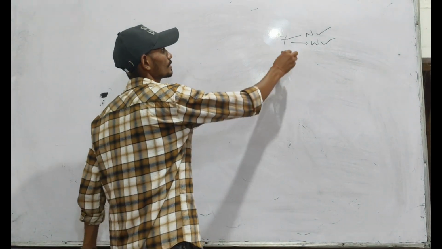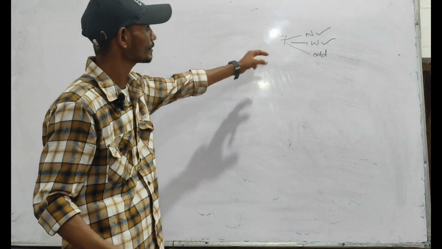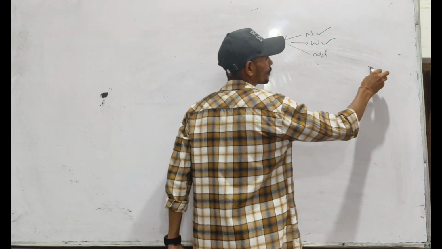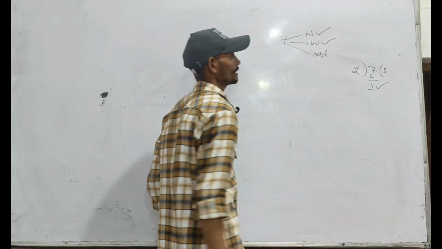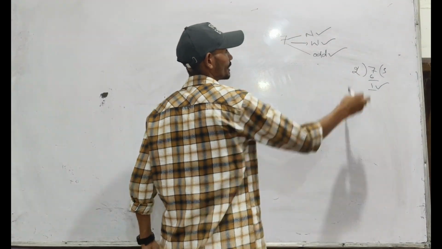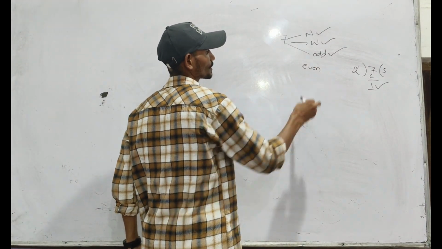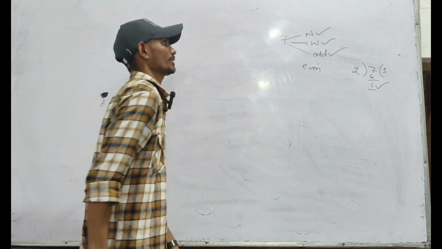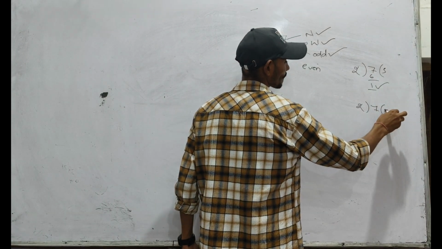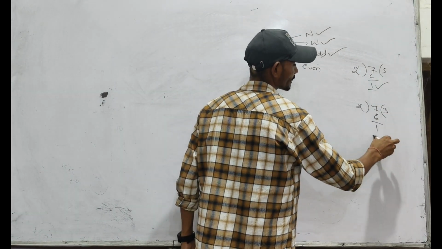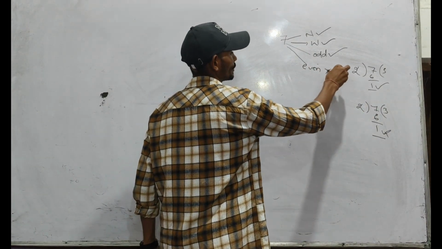Next, odd number. How do you check an odd number? Divide the number by 2, and if you get the remainder 1, then 7 is an odd number. Yes. But is 7 an even number or not? You are going to check. Take the number 7 and divide by 2; for an even number the remainder must be 0, but you are getting 1. That's why 7 is not an even number.